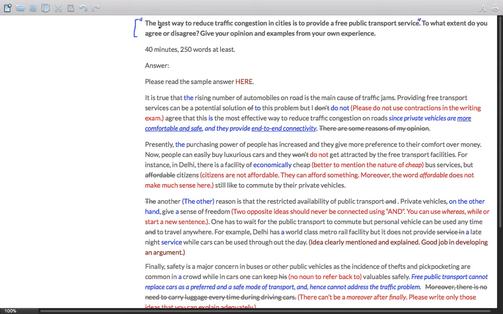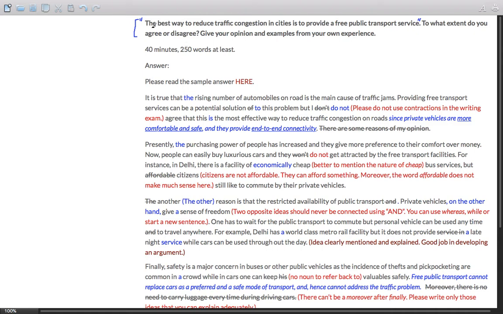The best way to reduce traffic congestion in cities is to provide free public transport service. To what extent do you agree or disagree? Give your opinion and examples from your own experience. This is a recent IELTS question.